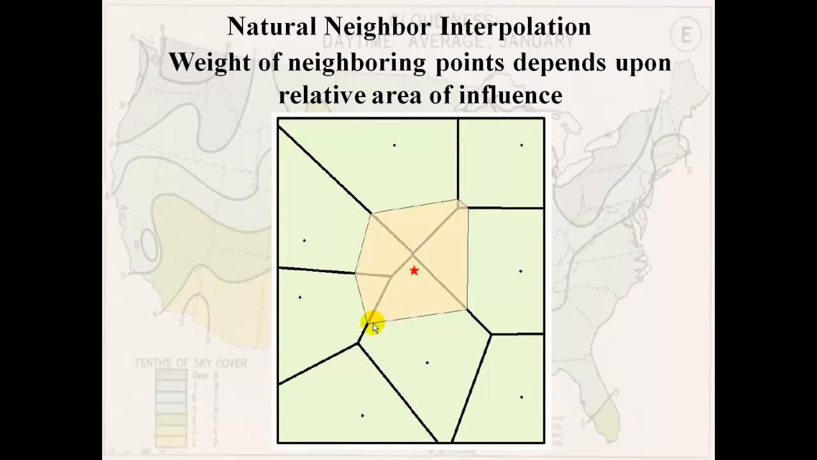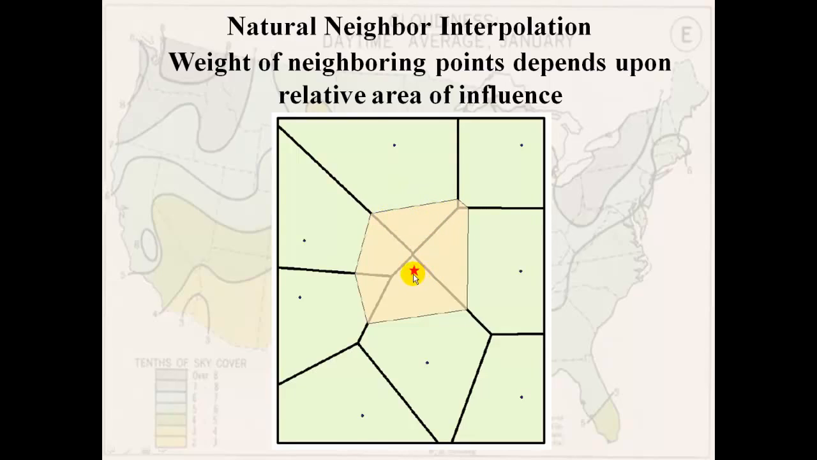And then you apply weights to your surrounding points when you do the interpolation that correspond to the amount of the total area that that point's polygon occupies in your new Thiessen polygon. So in this case, this point will get a weight that's proportional to that amount of the total area. This point will get a weight that's proportional to this amount of the total area. So this point's not going to get very much weight because there's not very much area here. This point's going to get a lot more weight because there's quite a bit of area here.